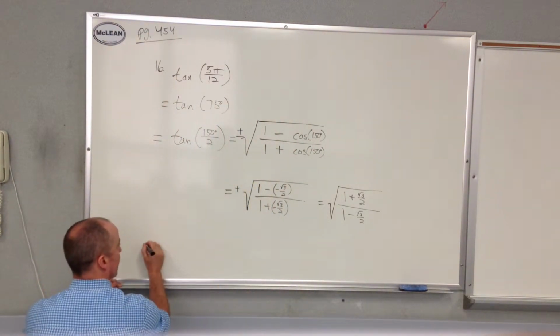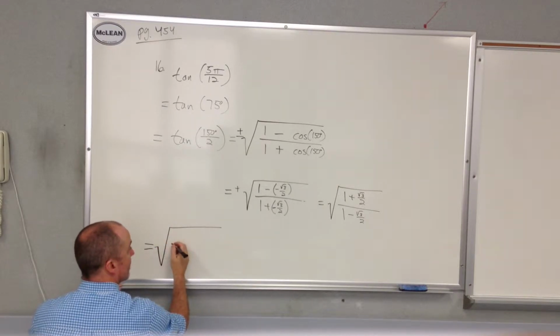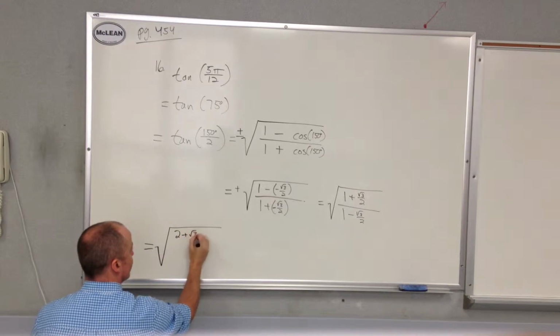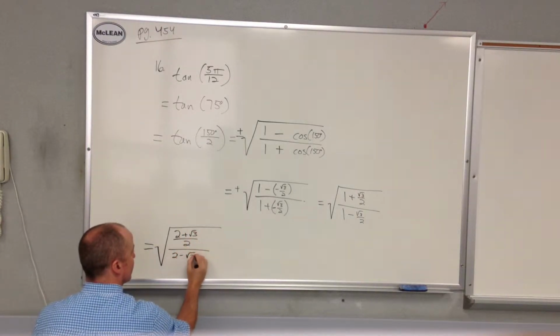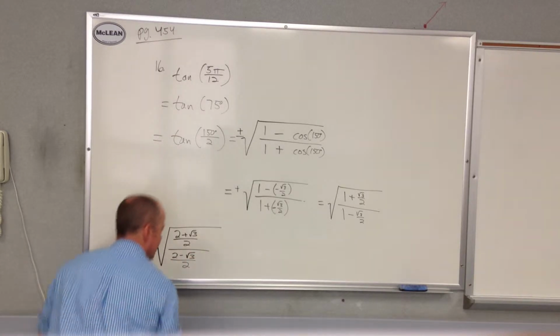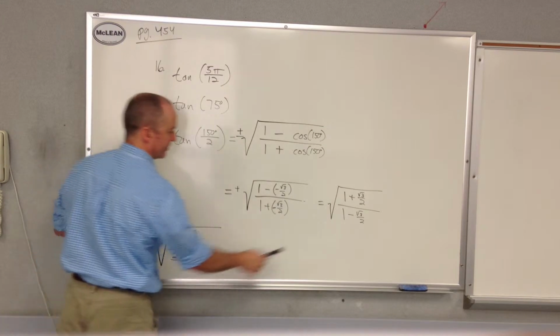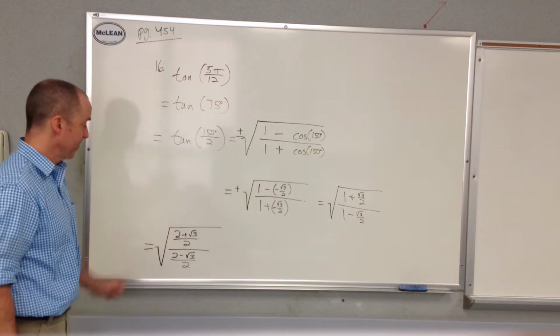Let me see if I can do this across the bottom clearly. First thing, I want a common denominator, so I'm going to make that 2 plus root 3 all over 2 divided by 2 minus root 3 all over 2. 1 can be written as 2 over 2. 1 on the bottom can be written as 2 over 2. Then I can combine them.